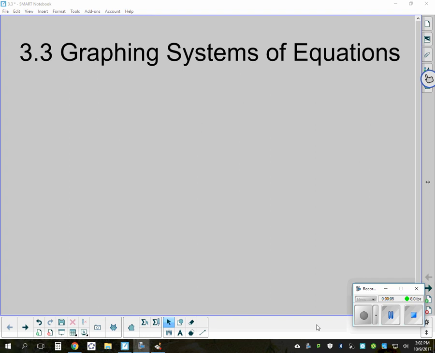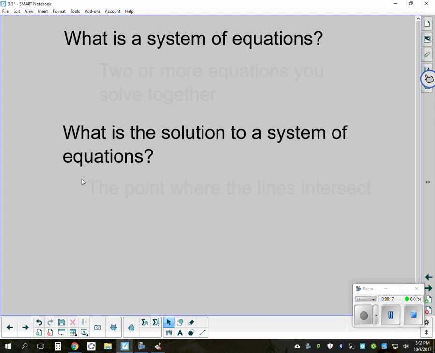Okay, in the next few sections, we're going to be solving systems of equations. We're going to do them a few different ways. The first way we will be solving them is by graphing. Before we start solving these, let's figure out what the heck they actually are.